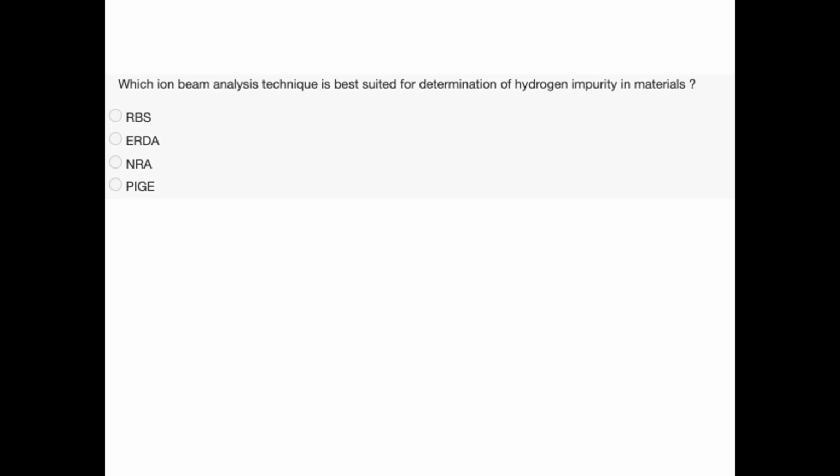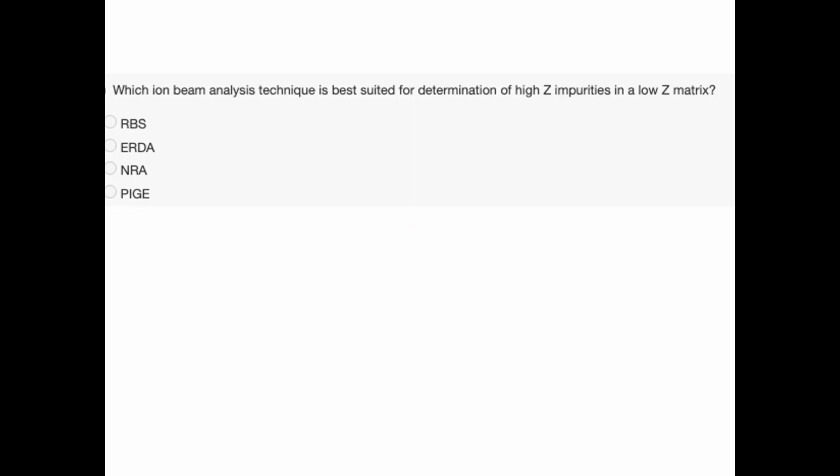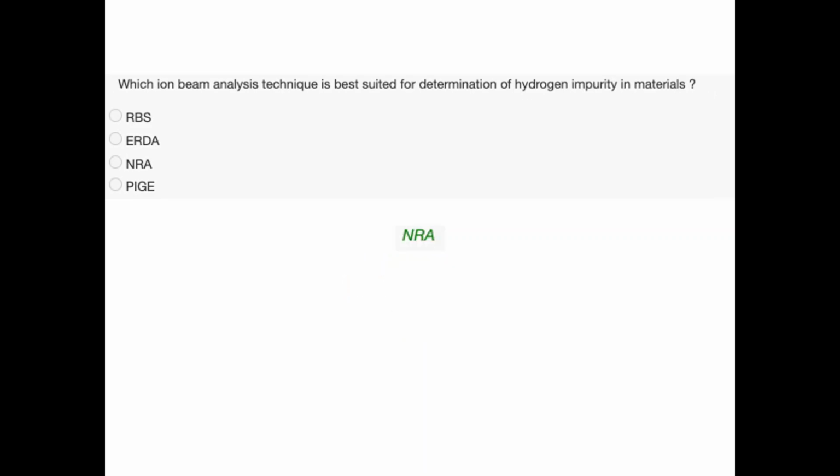And what is the best strength? The best strength is it can be used for low atomic number element sensitivity, like hydrogen measurements. It can be used for conductor and insulator analysis, it is non-destructive, and it is quantitative without using any standard. You don't need to have any standard. It is non-destructive. It is used for low atomic number element sensitivity. So yes, this is Rutherford backscattering. Okay. Is it NRA or Rutherford?